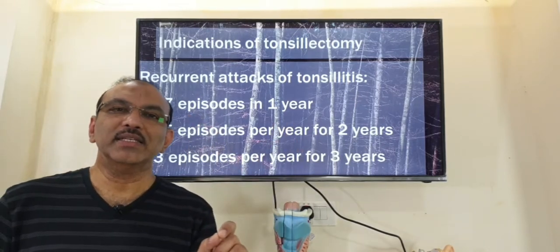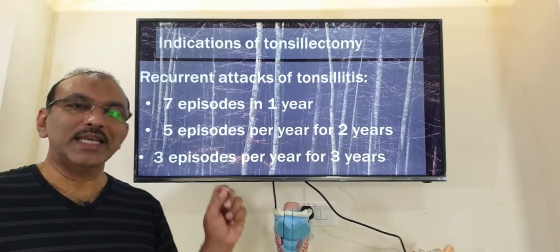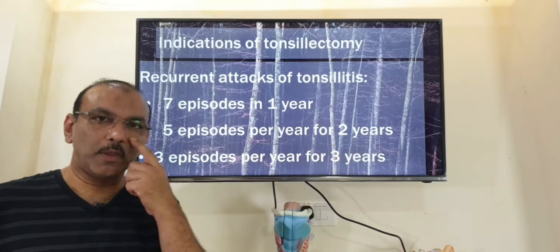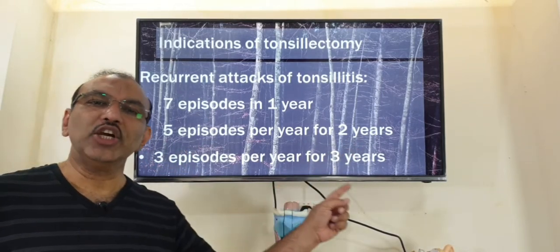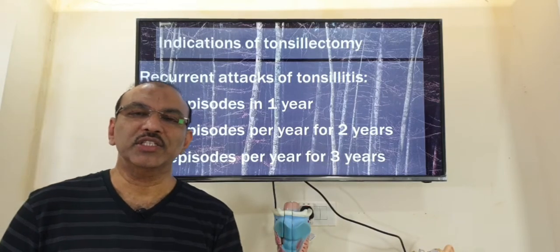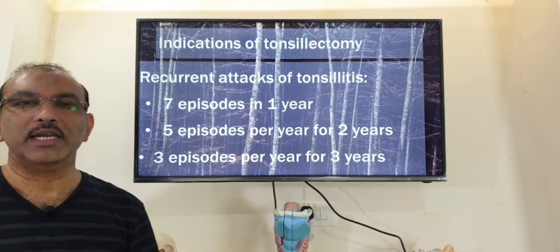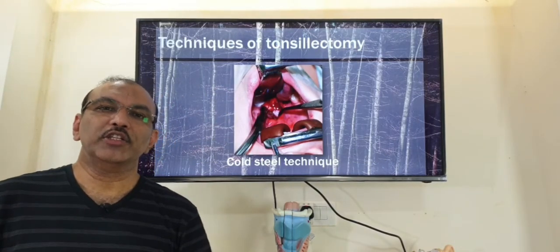In that case, the tonsillectomy has to be done. Or the child gets 5 episodes in 2 consecutive years, or 3 episodes in 3 consecutive years. This is the indication for tonsillectomy in case of recurrent acute tonsillitis. Now, let us go into the topic of different techniques of tonsillectomy.